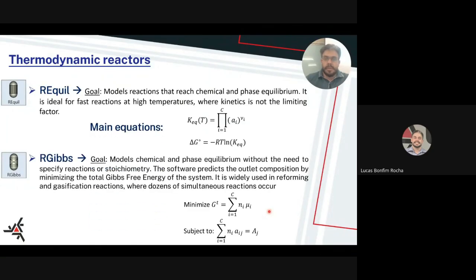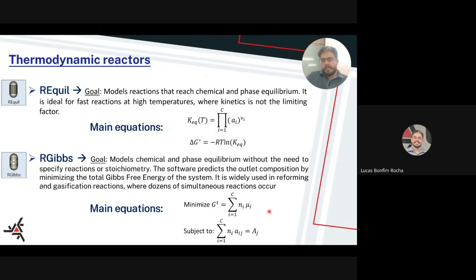Next, let's talk about the models that are known as thermodynamic reactors. In this case, we have two models present in Aspen Plus, the REquil and the RGibbs models. Basically we use this kind of reactor when we have a system where the thermodynamics are limiting the conversion of our system, and maybe it is used for fast reactions where we don't need to take into account the time or the kinetics for achieving the equilibrium conversion.